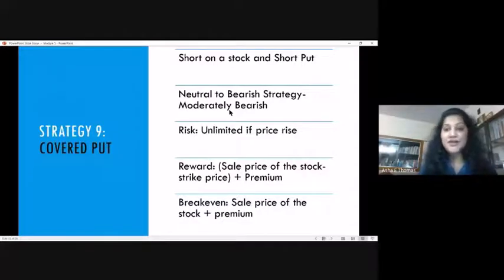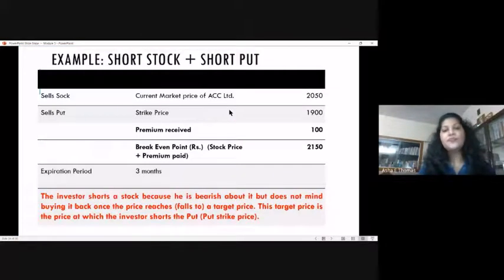Now why do we say moderately? I'll tell that. He's moderately bearish, which means for the time being he thinks that the market price is going to go down. That's why he sold it, expecting that he can buy from the market at a lesser rate. So that's the first step that has happened in the spot market.